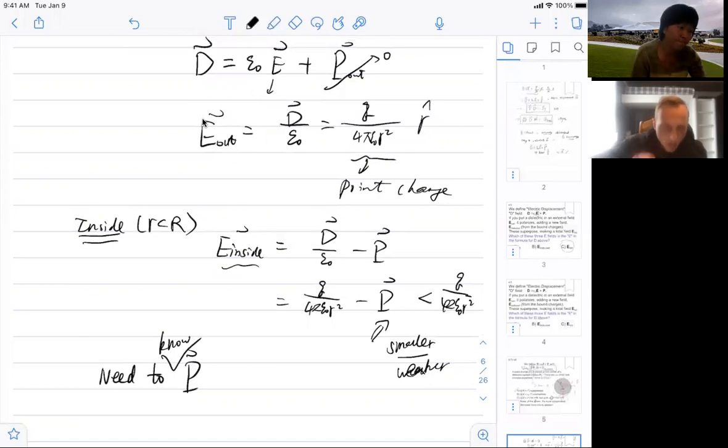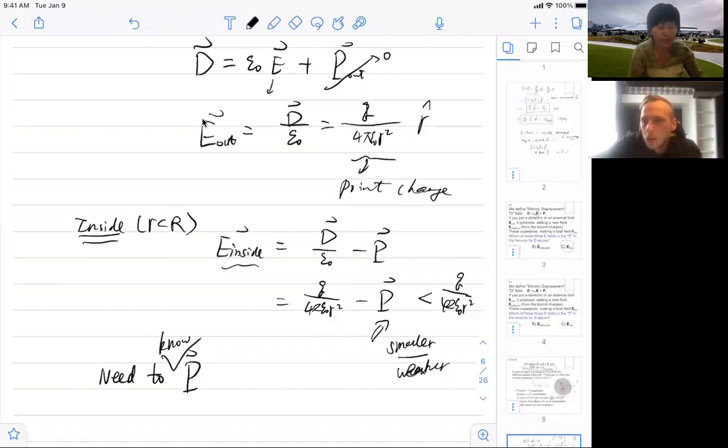Okay. Dr. Ryan, we were referring to D as your displacement field, displacement vector. Mm-hmm. So is it a physical quantity or is it just a variable that we defined? It's a very good question. I was going to talk about that.